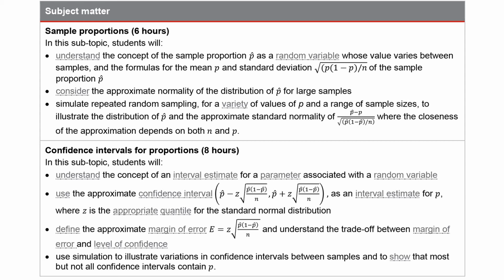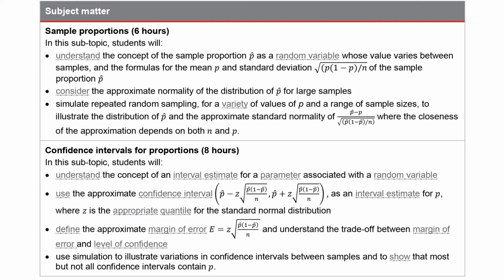And then it moves on to things like confidence intervals for the sample proportion. It talks about something called the margin of error, and it also talks about levels of confidence. Let me just go through the text and show you how the text addresses each of those items.